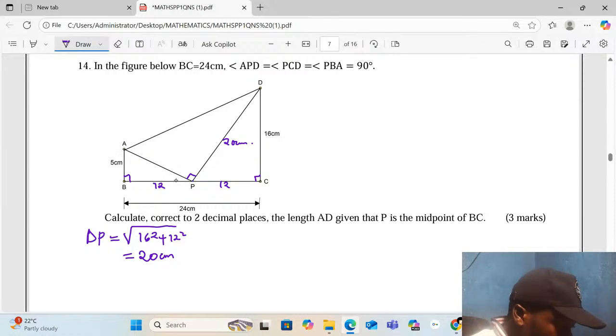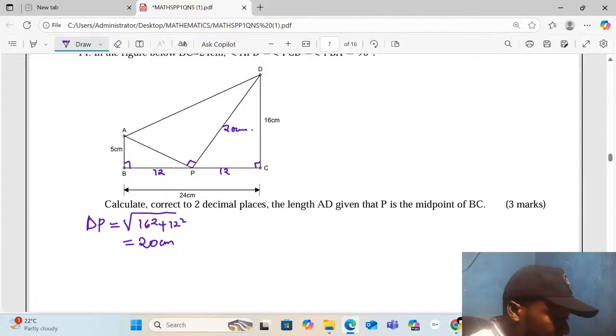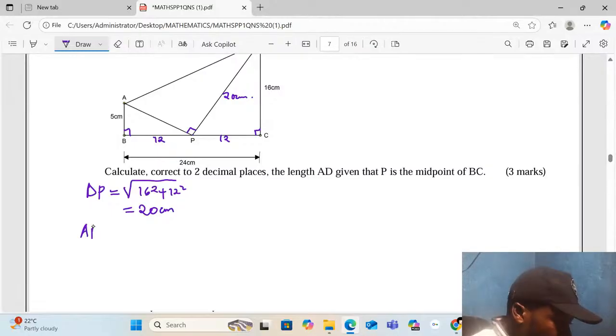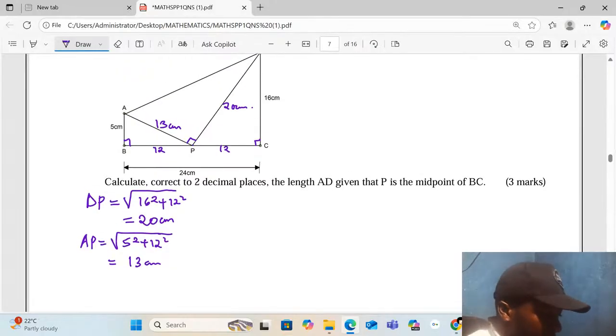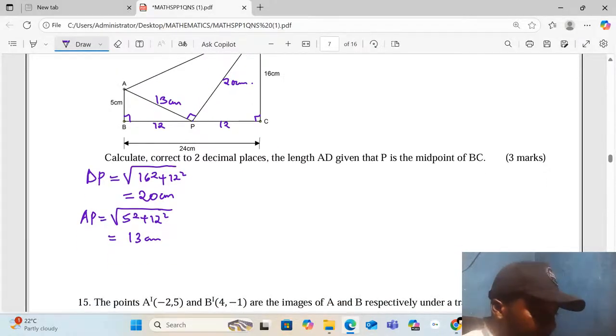This is a right angle triangle, triangle ABP, and AP is the hypotenuse of that triangle. So you can find AP. AP is the square root of 5 squared plus 12 squared. So the square root of that becomes 13 centimeters. So we have this as 13 centimeters. Now calculate, to 2 decimal places, the length AD.